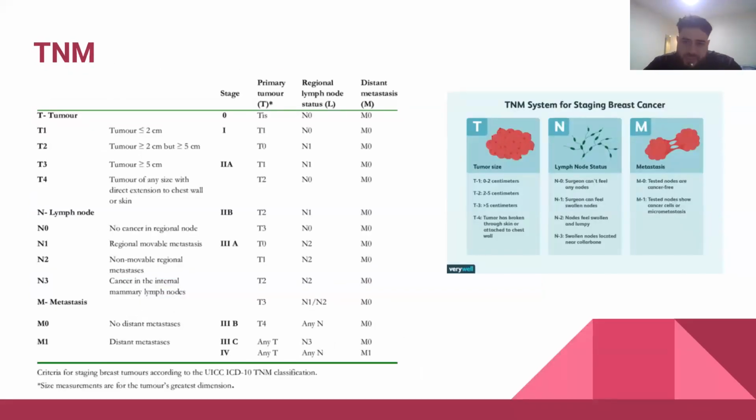And this is the TNM staging. Again, I think all of us have a brief overview at this point. You don't need to memorize it or anything. It's just knowing that T is regarding the size of the tumor, N is talking about the lymph node involvement, with N0 being no regional nodes, and M is with regards to metastases. So M0 basically being that there's no metastases.